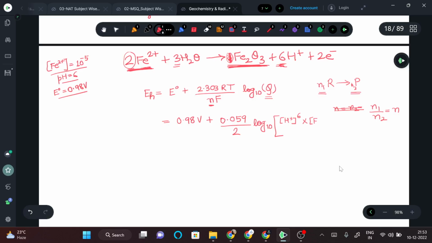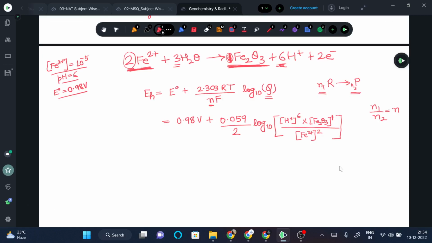Then we have Fe2O3. Its concentration will come out to be 1, raised to the power 1, since Fe2O3 is a solid. Divided by H2O, where we also take 1. We have Fe2 plus concentration raised to the power 2. Is everyone getting this part? How we got Q? Yes, sir.